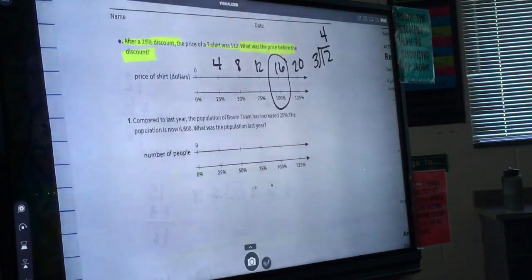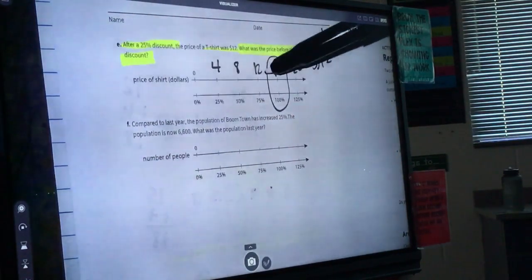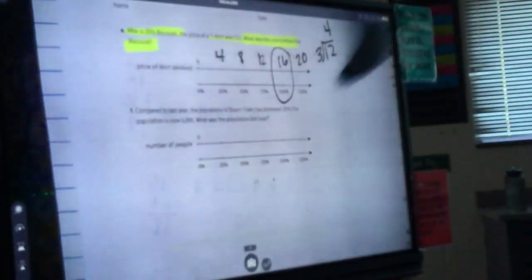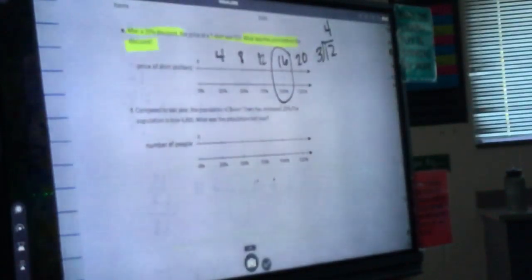It's not the whole thing because it tells us that after a 25% discount. So we put 12 here, and then again, I need more reasons. So we can divide. We can also do a couple other things. What else can we do? What else did you guys do? Because I feel like there should definitely be at least one other way that we can figure this out.